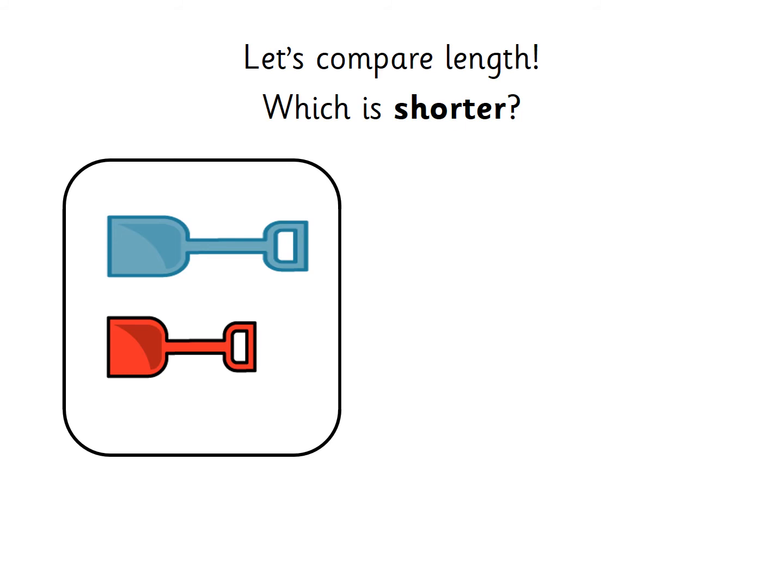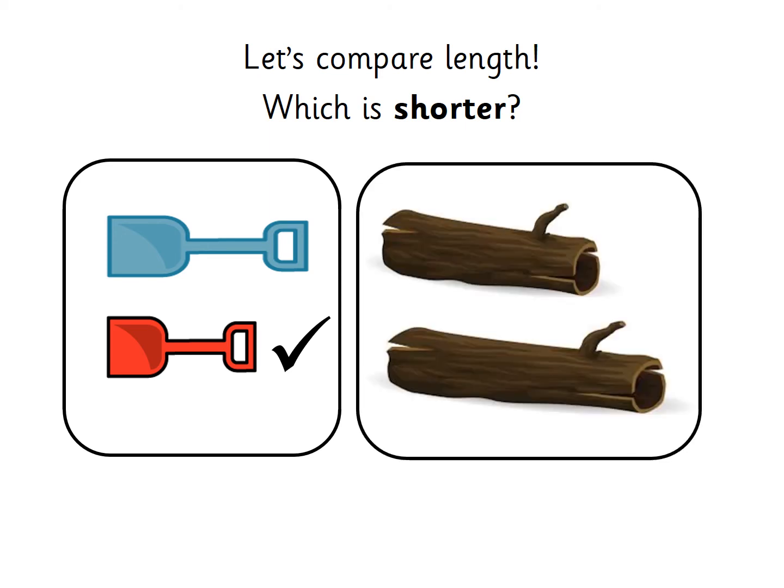The red spade or the green spade? I mean the blue spade. The red spade or the blue spade? Well done, the red spade is the shortest. What about these two logs? Which log is shorter? Give it a point. Well done, that log is shorter. We can see the log below is just longer underneath.